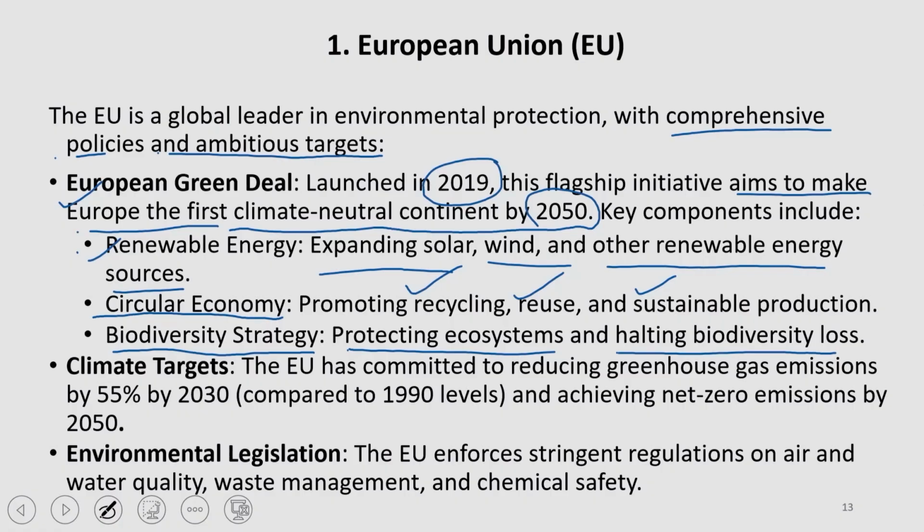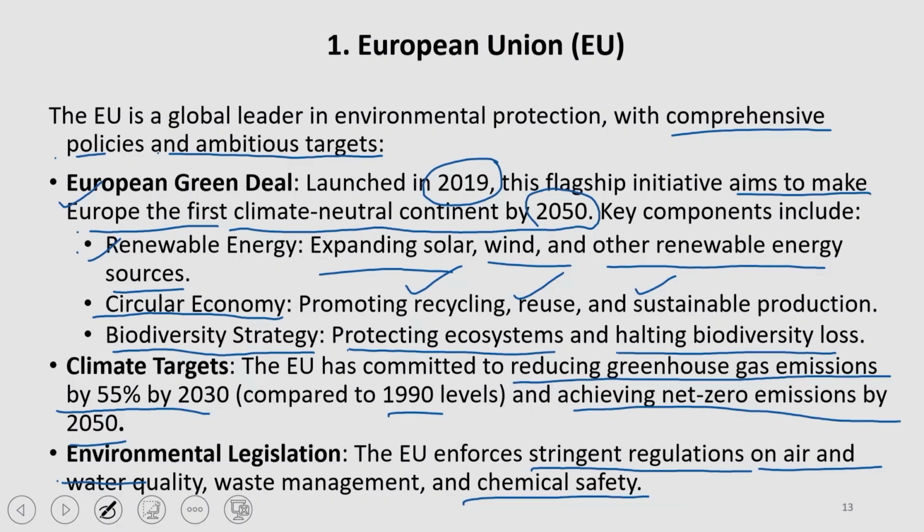Secondly, we can see that the European Union has also fixed some climate targets, and here the EU is quite committed to reducing greenhouse gas emissions by 55% by the year 2030 compared to 1990 levels, and also trying to achieve net zero emissions by 2050. Along with that, we can also see the EU's role in environmental legislation, where it has enforced stringent regulations on air and water quality, waste management, and chemical safety too.